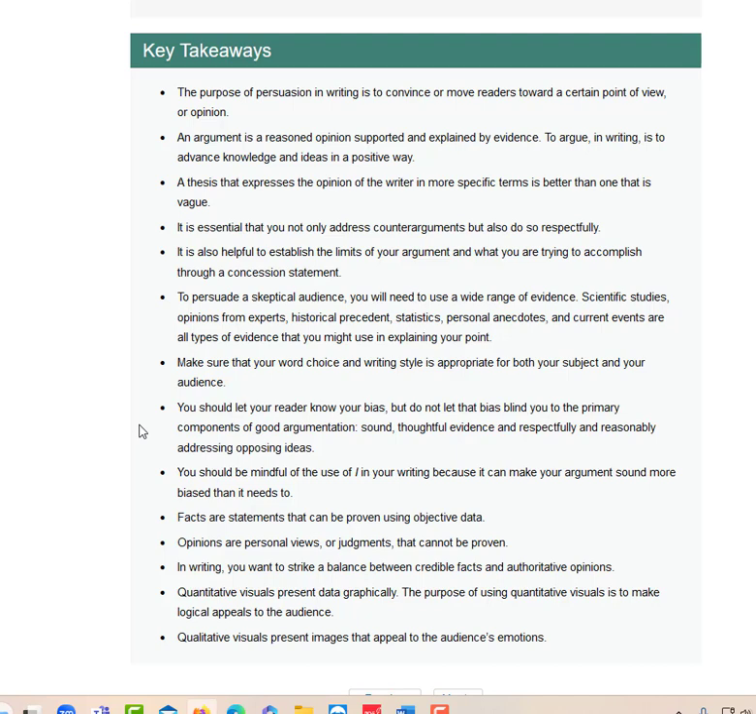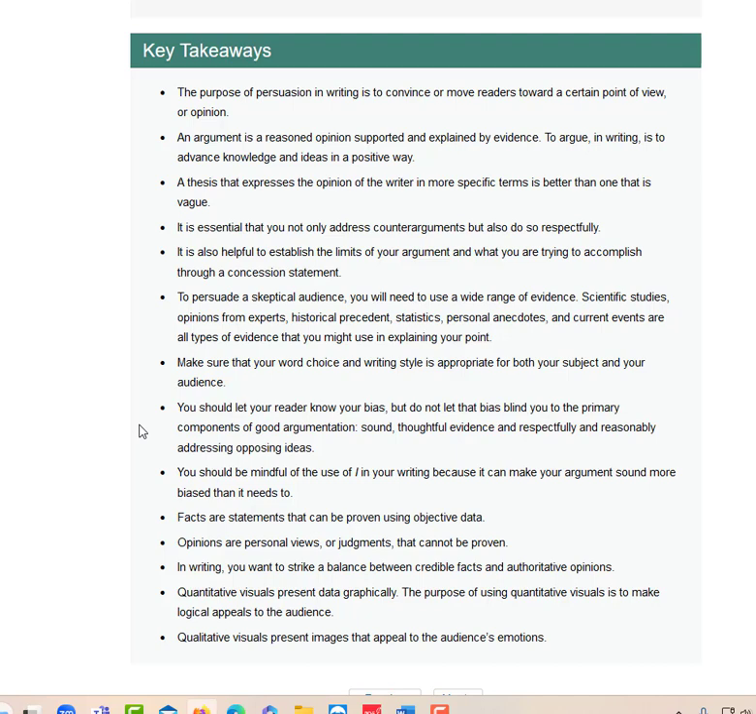To persuade a skeptical audience, you will need to use a wide range of evidence: scientific studies, opinions from experts, historical precedents, statistics, personal anecdotes, and current events. Make sure that your word choice and writing style is appropriate for both your subject and your audience. You should let your readers know your bias, but do not let that bias blind you to the primary components of good argumentation. You should be mindful of the use of I in your writing because it can make your writing sound more biased.